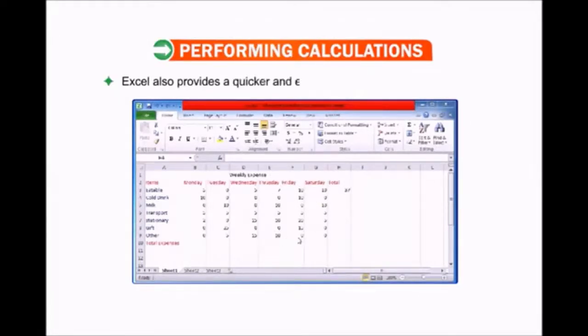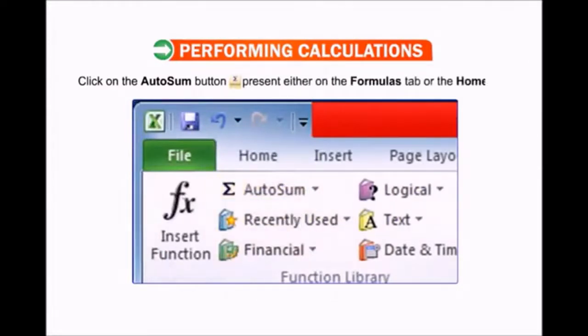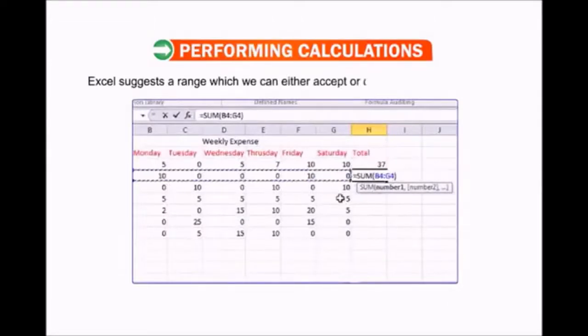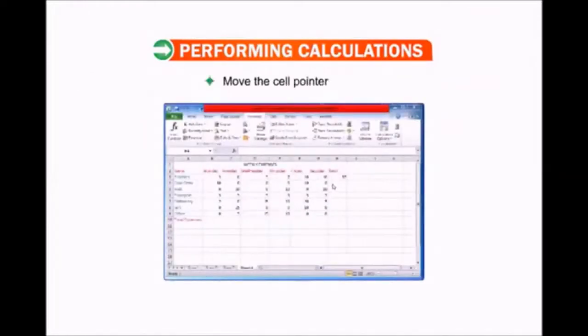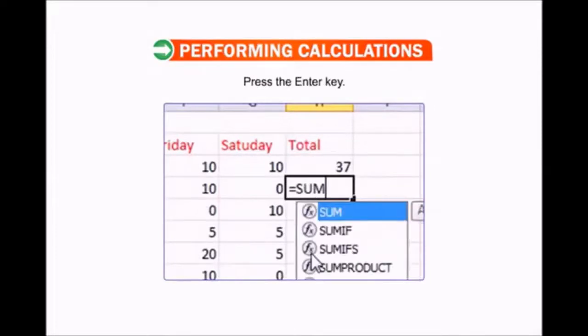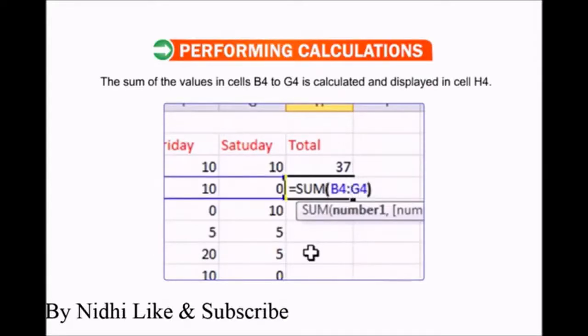Excel also provides a quicker and easier way of performing calculations. Click on the AutoSum button present either on the Formulas tab or the Home tab. Excel suggests a range which we can either accept or select a different range. Move the cell pointer to cell H4. Click on the AutoSum button. Excel suggests the range B4 to G4. Press the Enter key. The sum of the values in cells B4 to G4 is calculated and displayed in cell H4.